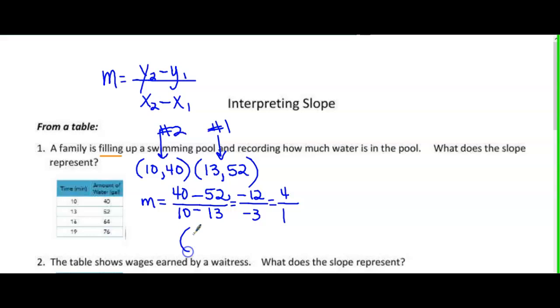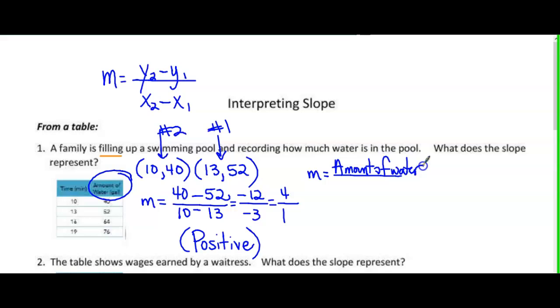Now, one thing I want you to write down or know, that this is a positive slope, so something has to be increasing or going up. When you go to interpret slope, it's always the y's over the x's. So if you go over here and look at your table, the y values is the amount of water. When you're doing your homework, you don't need to do this, but this is your notes. I would encourage you to. That's in gallons. And on the bottom is time in minutes.